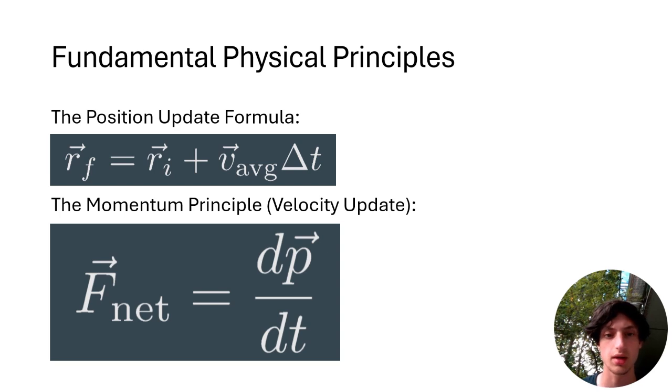Position update formula: the final position equals the initial position plus the average velocity times delta t, which means that if velocity stays constant, then the position will increase at a constant rate.